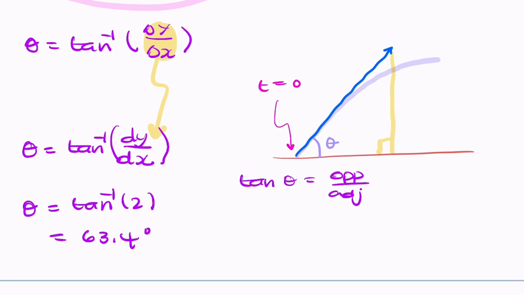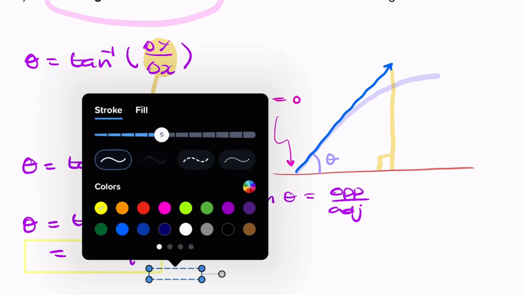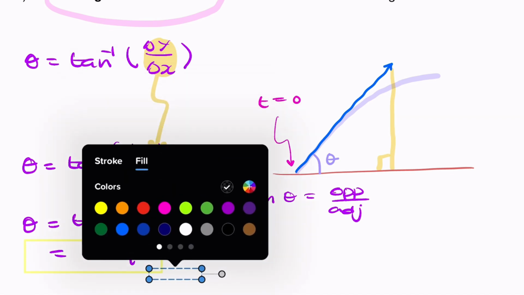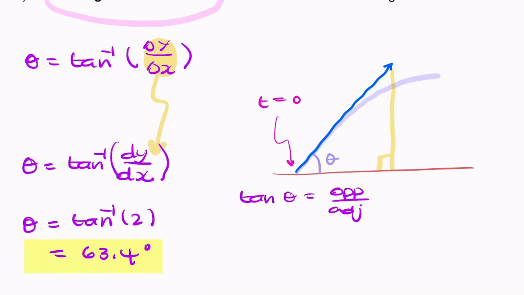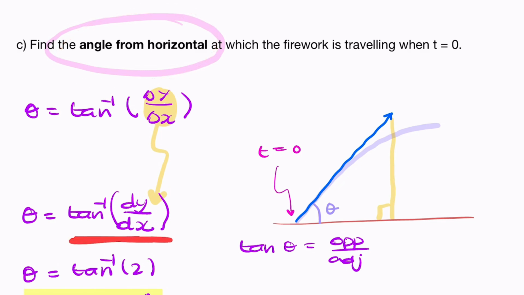63.4 degrees. Make sure your calculator is in degrees when you're doing this. You can do it in radians, certainly, but if you do that, make sure you mention that the answer is actually in radians. But I'm guessing they would want this in degrees. So that's how to find the angle from horizontal. It's always the inverse tan of dy by dx, the gradient.